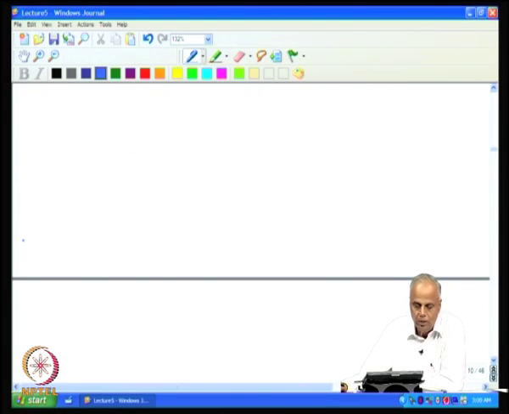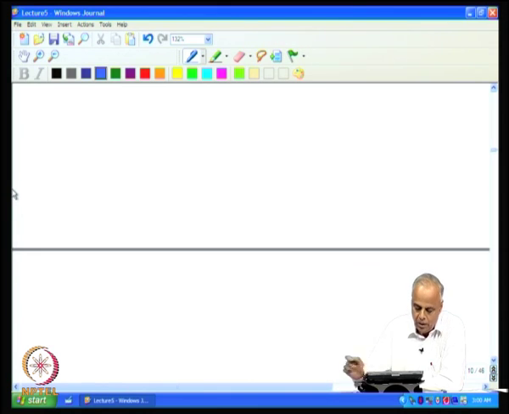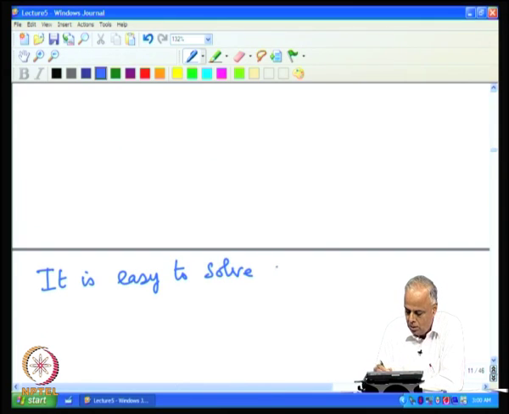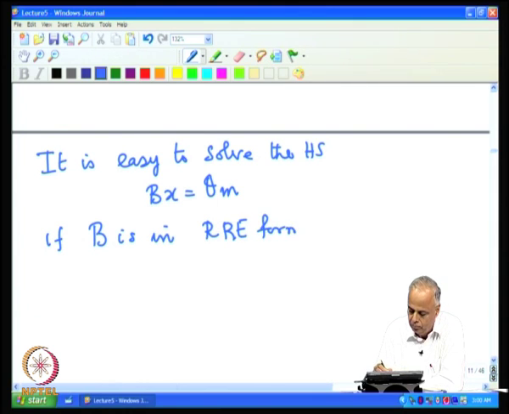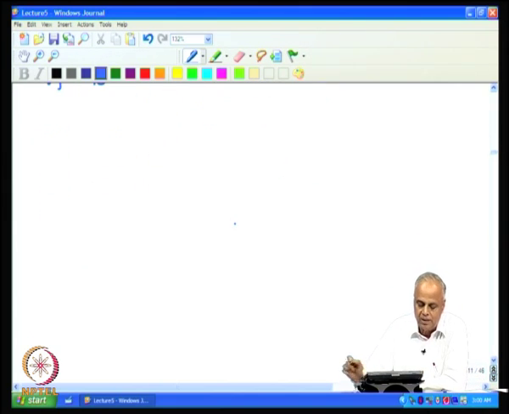Now, the question is, what good is such a row reduced echelon matrix? It is easy to solve the homogeneous system Bx equal to theta m if B is in row reduced echelon form. We shall see this fact now. Let us first illustrate this with an example.